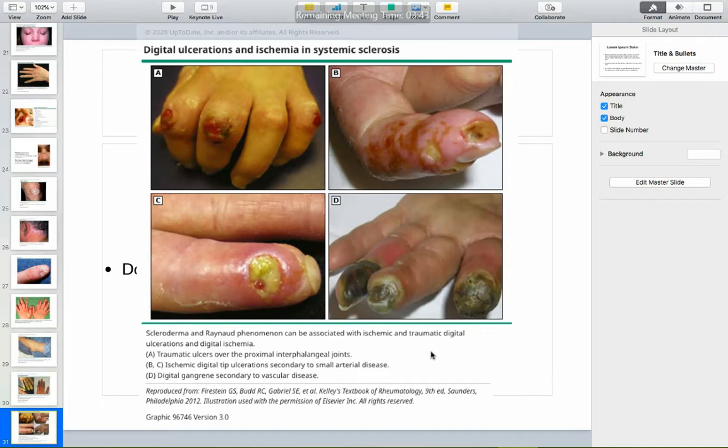And to me, this is a rheumatologic emergency. I usually admit the patient and start all the vasodilating agents that I know of, just to try to preserve the fingers from going to necrosis and autoamputation.